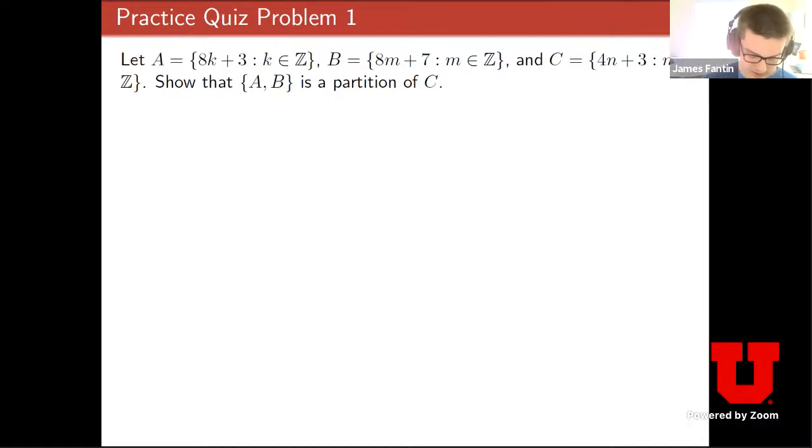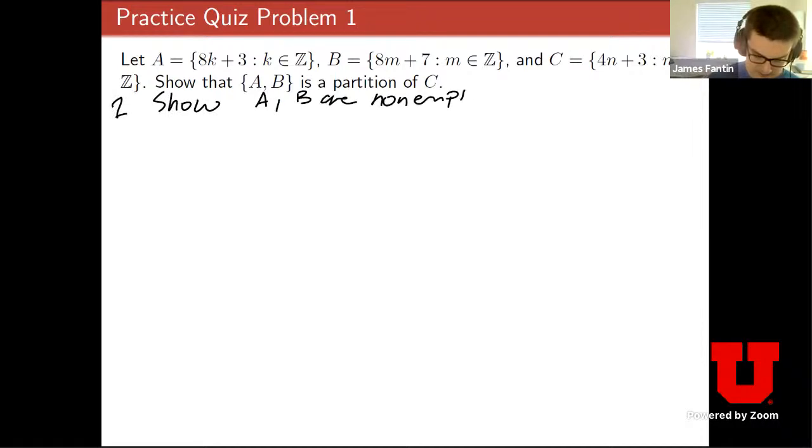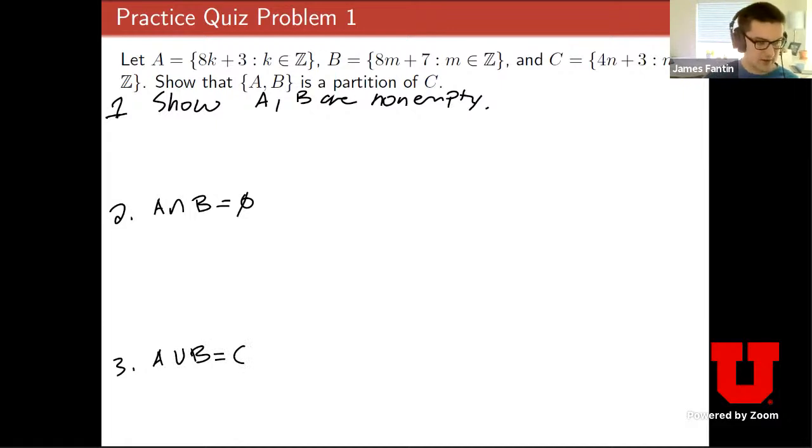Anyone remember what are the 3 things we have to show for a partition? The first one is that the sets that are part of the partition are non-empty. Yeah, so first you need to show that A, B are non-empty. Then second, we have to prove that A intersect B is the empty set, so everything is disjoint. And then the third thing is we have to prove that the union is equal to the whole set. These are the 3 things that we have to prove whenever we're doing a partition problem.